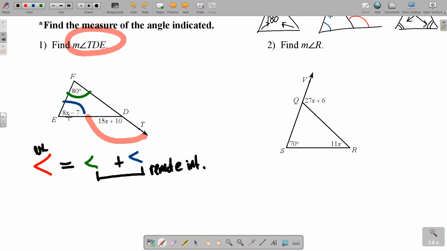Obviously, you're going to circle, plug and chug, and solve for x. Don't get all happy when you solve for x, though. It's not asking for x. You have to plug it back in. Pause the video, finish the problem, check your work.